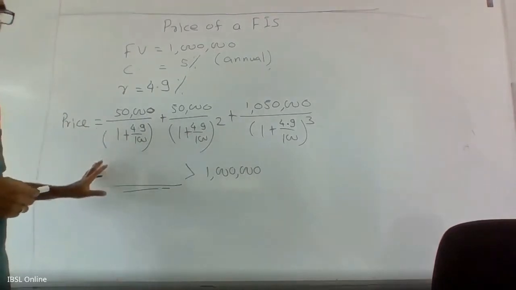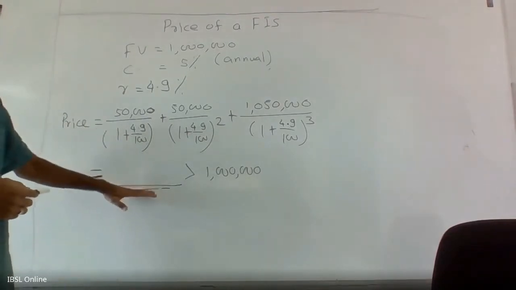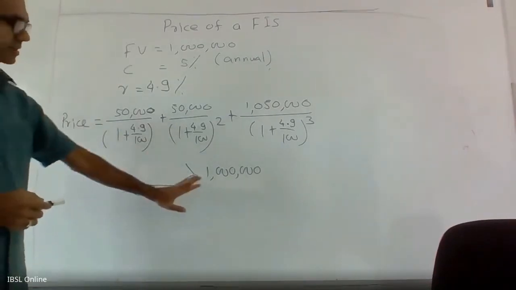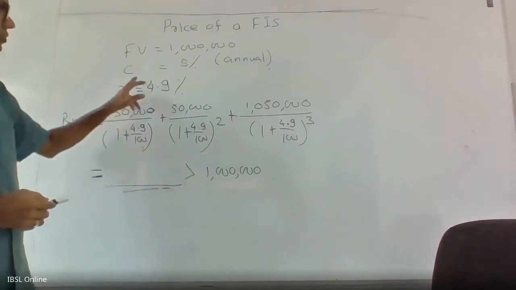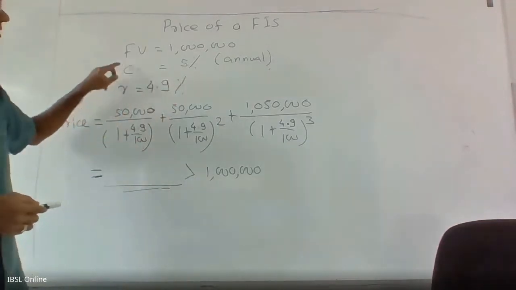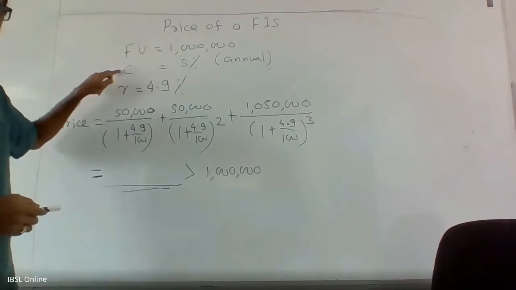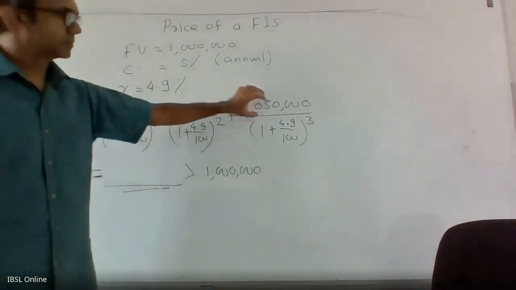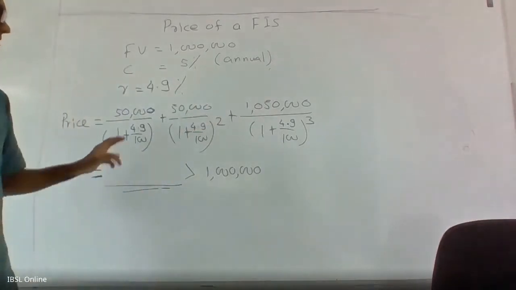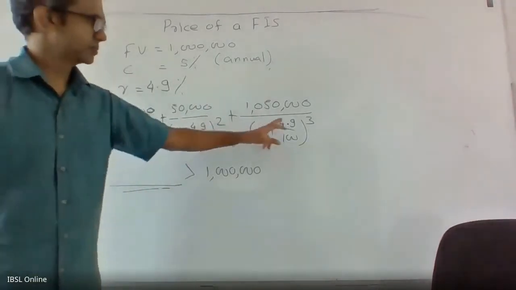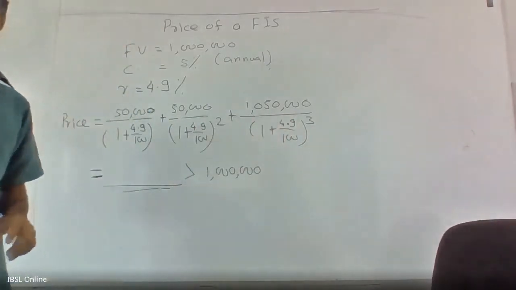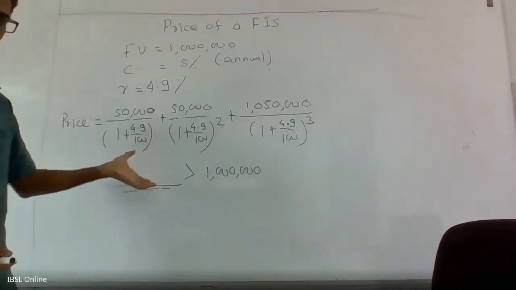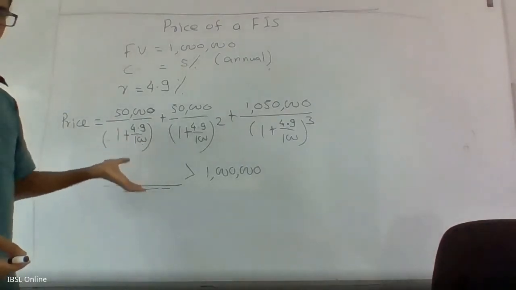We'll work out all these and find out the answers. I'll tell you what the answers are. You should get something greater than 1 million when the required rate of return is less than the coupon. Cash flows would remain the same. Only the discount rate varies, and the answer that you get varies depending on that.